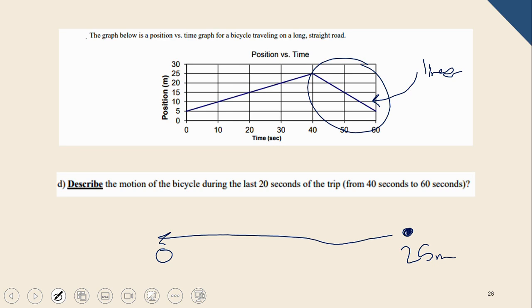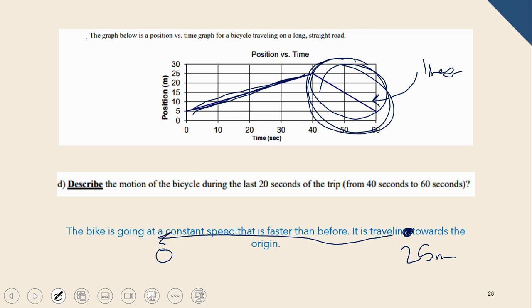Now, another difference from the first 40 seconds of the trip is the speed of our bicycle. Over here in this section, you can see that the slope of our graph is a little steeper than the first 40 seconds. Why is this? Because it's covering more position over a shorter period of time. In fact, in the last 20 seconds, the object covered the same amount of distance that it did in the first 40 seconds, but over a shorter period of time. Therefore, it traveled at a faster speed.